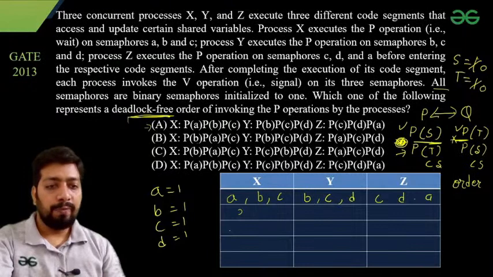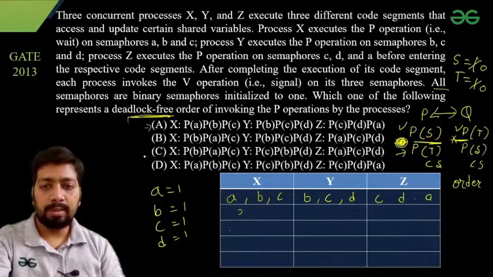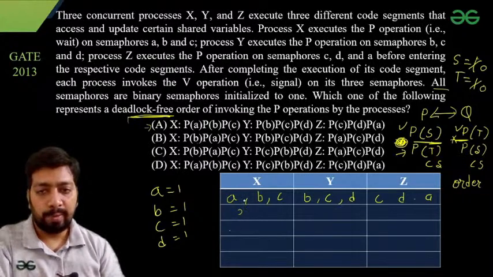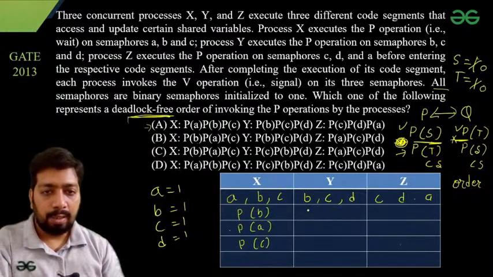If you want, we can check another option as well. So I am taking only one option, C. I won't take D. If you want, you can check by your own. So in C, you can see the sequence P of B, then P of A, then P of C. And in Y, the order is P of C and P of B.